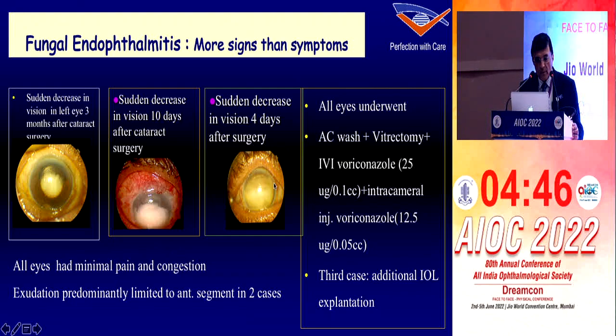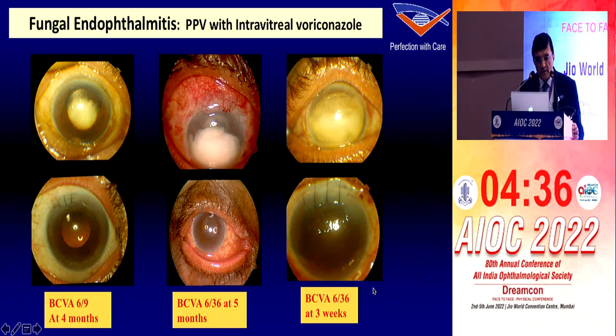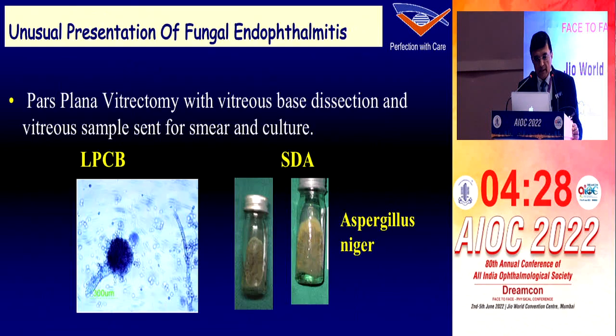These patients underwent an AC wash, a vitrectomy with voriconazole, 25 micrograms per 0.1 cc, and an intracameral injection of voriconazole, and this was the result. So these patients did well. You have to intervene early, intervene with an antifungal agent, and it must be correct.